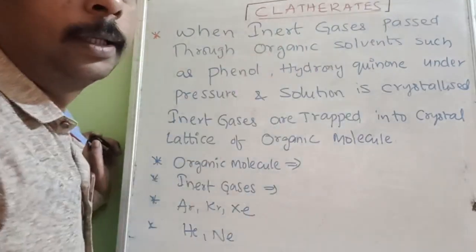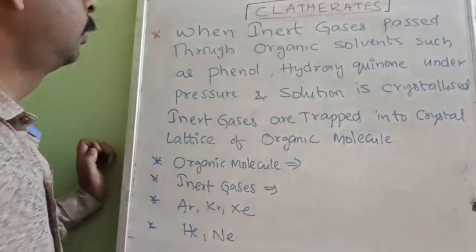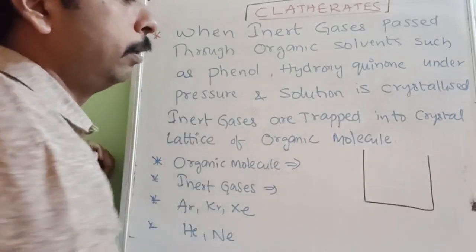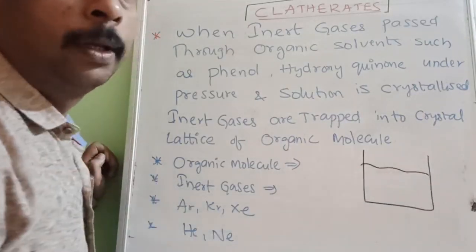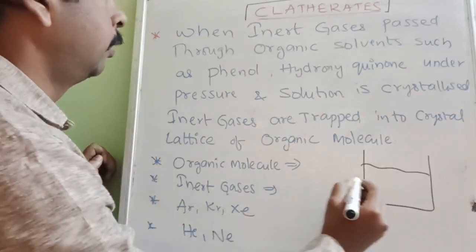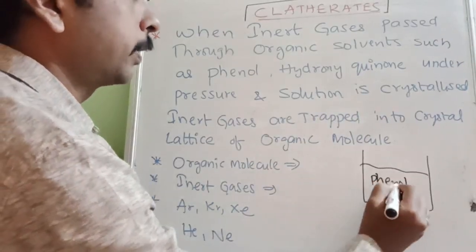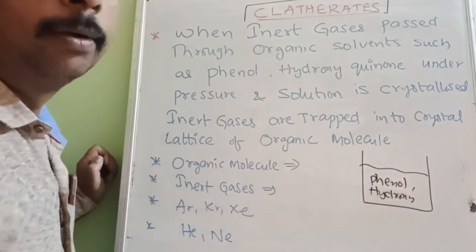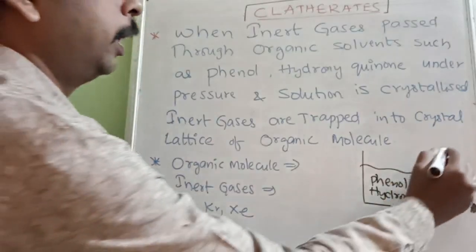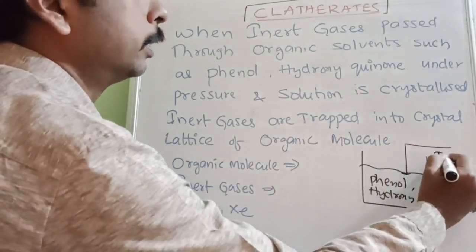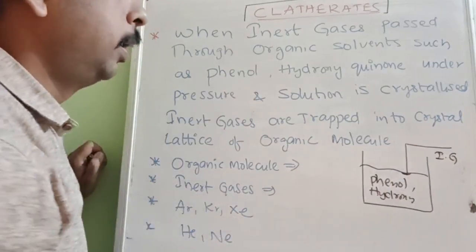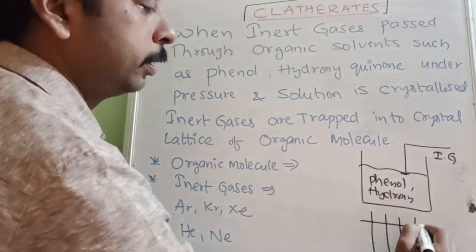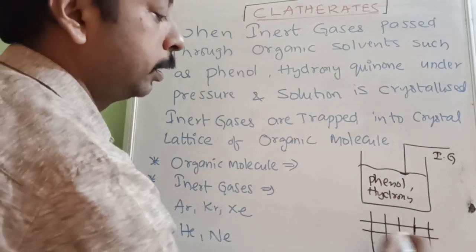The topic is clathrates. Clathrate means basically that we have a container containing an organic solvent. What are the organic solvents? It can be phenol or hydroxyquinone. Into it, inert gases are sent and then crystallized. Then there will be crystal formation. This is called a crystal lattice.